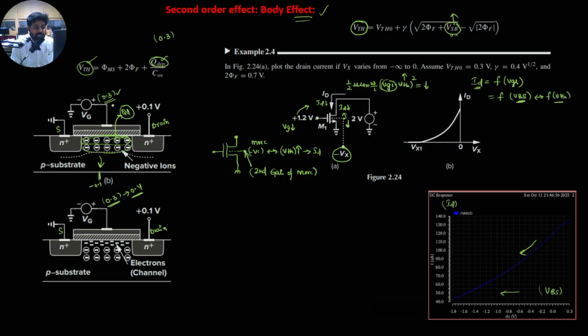So more threshold voltage is required to form a channel. More threshold voltage required means the threshold voltage is more positive, so the threshold voltage is maximum. As the threshold voltage is increasing, the current will decrease, and the current is also decreasing here. So this is the body effect: how VTH changes with respect to changes of VBS, and we got the simulations also like that.